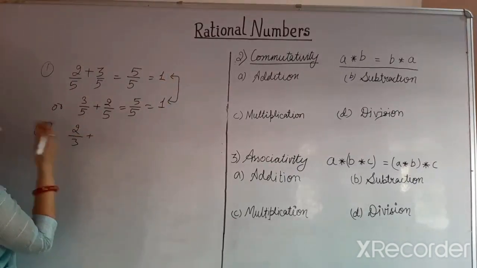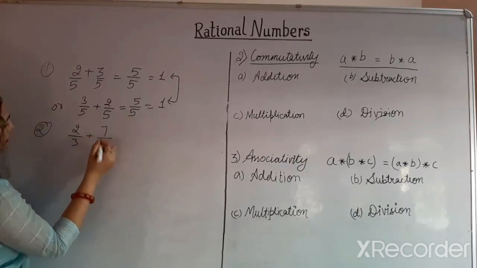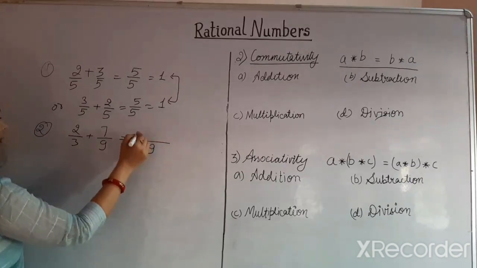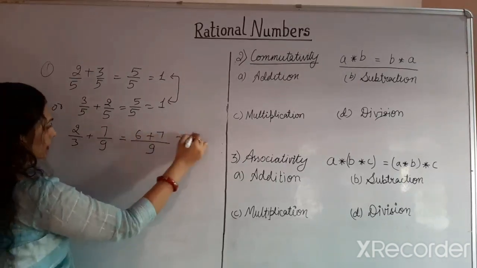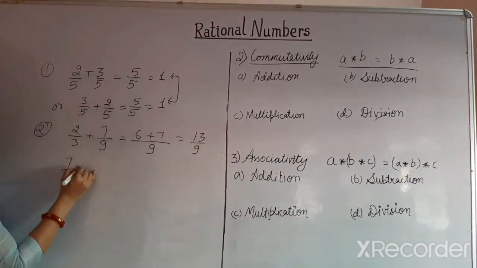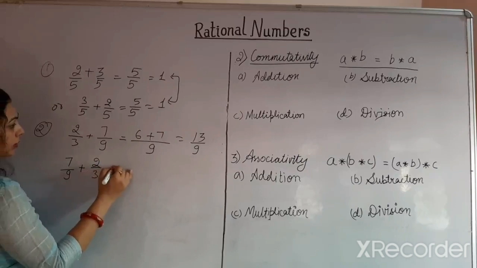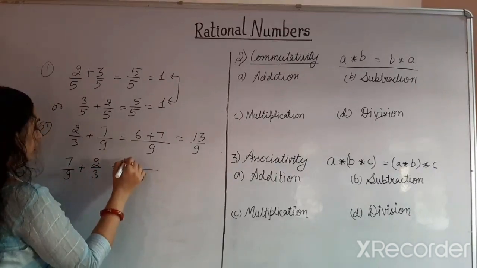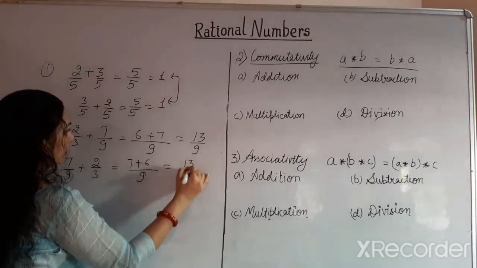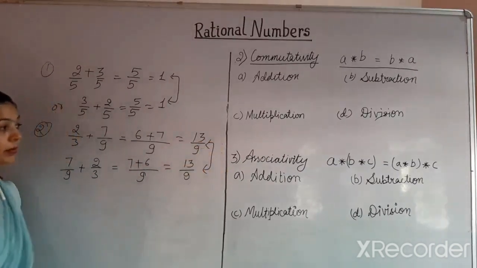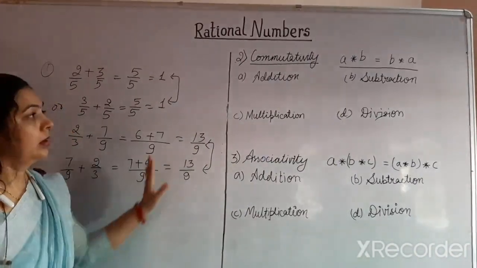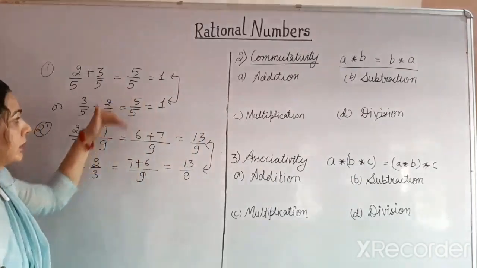Or we can take one more example. 2 by 3 plus 7 upon 9 is equal to, taking the LCM, 6 plus 7, the result is 13 upon 9. Now add 7 by 9 to 2 by 3. It is again 9 as the LCM, 7 plus 6, which is 13 upon 9. Again the result is the same. It means that addition is not affected by their sequence. Both the results are the same.